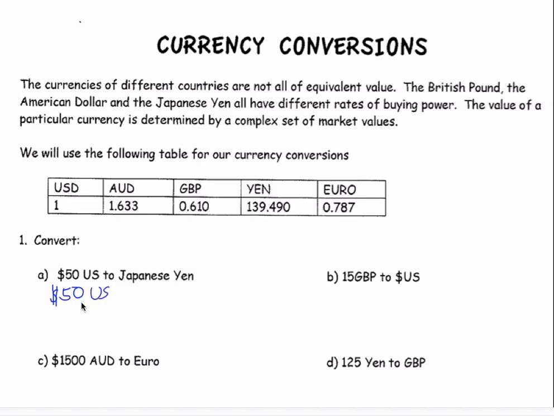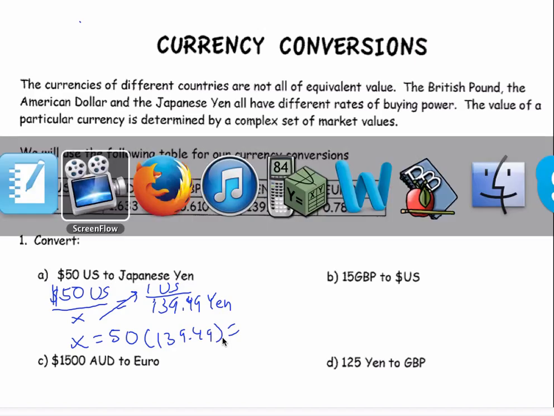So $50 US is equal to, now we don't know the number of Japanese yen, so we'll call that X, equal to 1 US dollar per 139.49 yen. Okay, so we set up a proportion. We can always solve that by cross multiplying, and we have x times 1, or just x, equals 50 times 139.49. So I will do that on the calculator now.